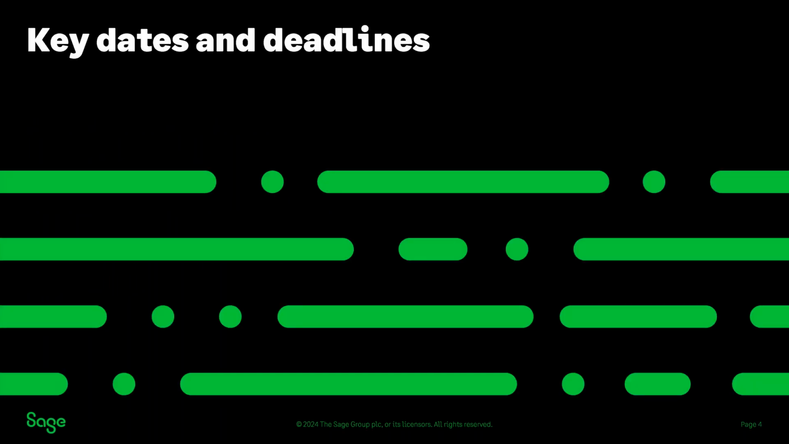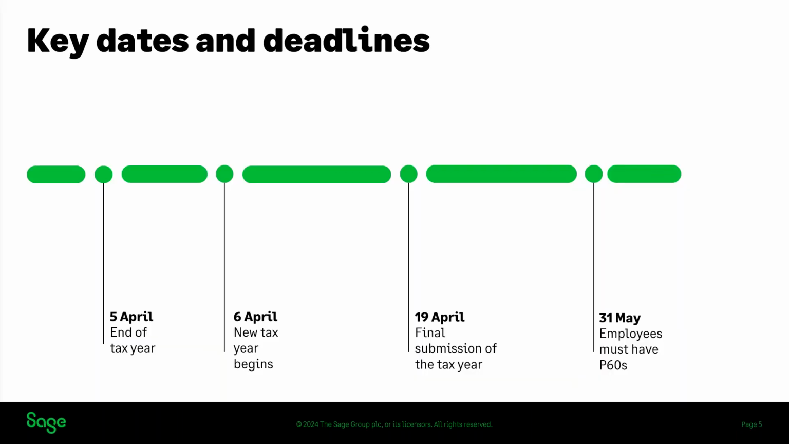Firstly, let's look at some important dates of a payroll year end. We've got the 5th of April, which is the end of the tax year. And then the 6th of April, this is the start of the new tax year. So you can process pay runs in the new tax year, even if you've not yet completed your year-end steps.